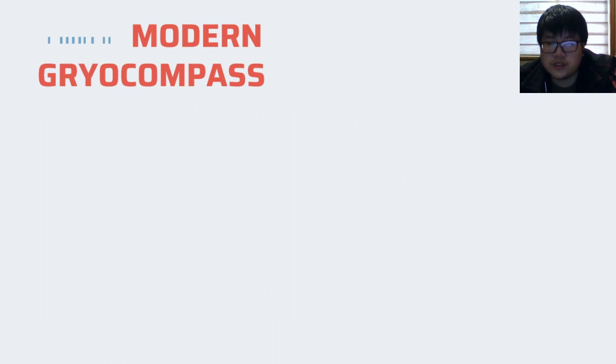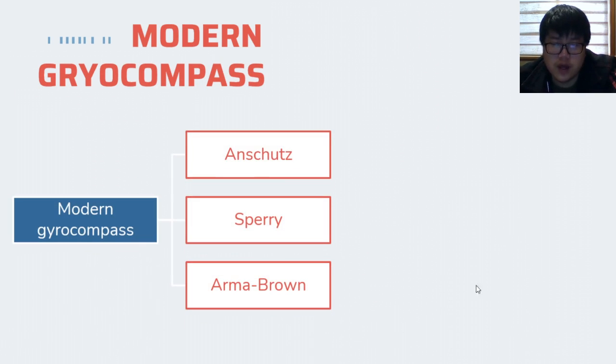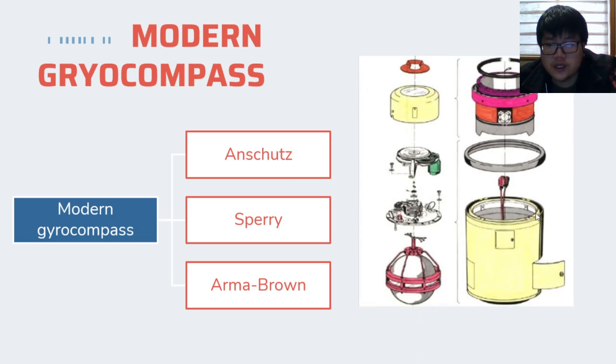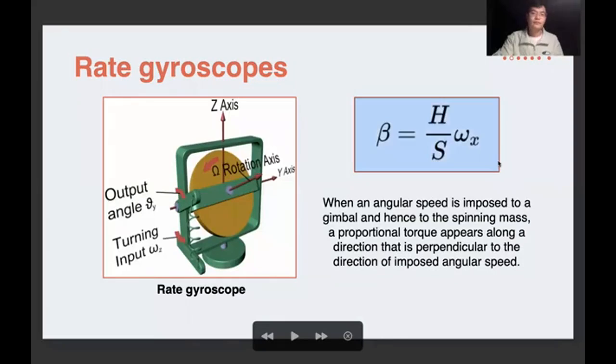So in the modern day, different companies have different structures and working principles of the gyro compass. And there are three series in the world. They are Anschütz, Sperry, and Yokogawa. So this picture shows the Anschütz gyro compass. So we can see nowadays the structure of the gyro compass is complex and complete.